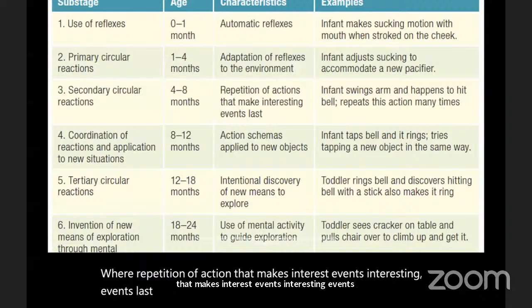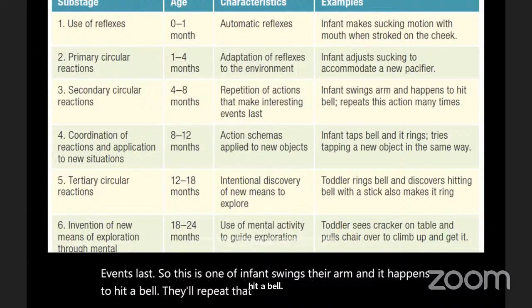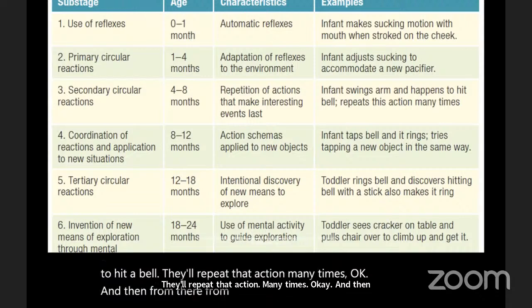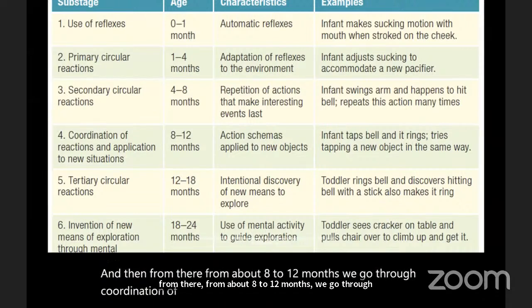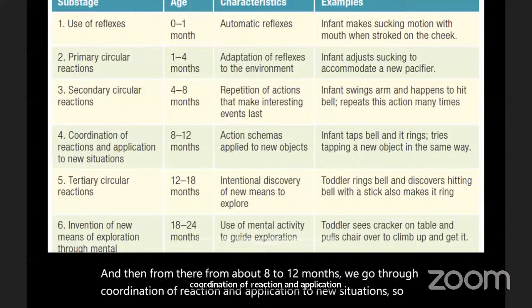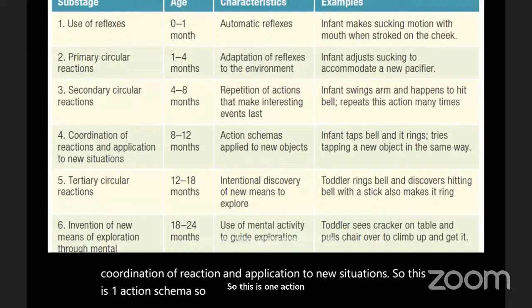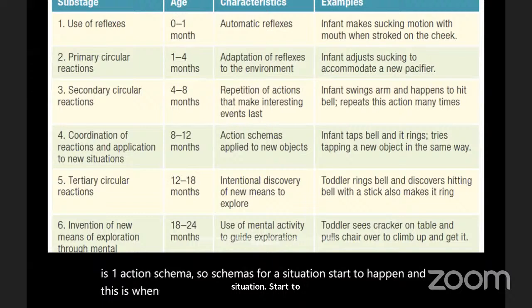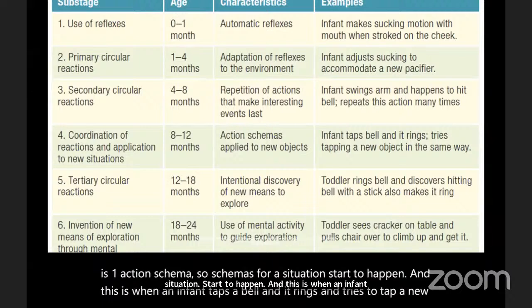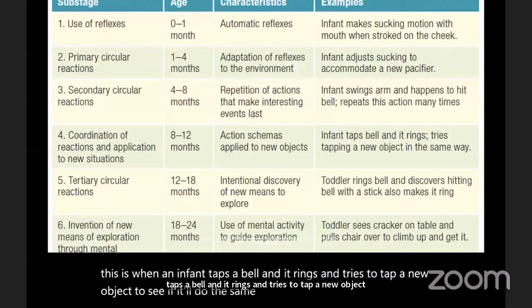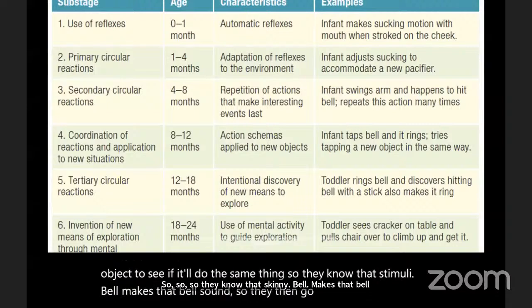So this is when an infant swings their arm and it happens to hit a bell, they'll repeat that action many times, okay? And then from about 8 to 12 months, we go through coordination of reactions and application to new situations. So this is when action schemas, so schemas for a situation, start to happen. And this is when an infant taps a bell and it rings and tries to tap a new object to see if it'll do the same thing.